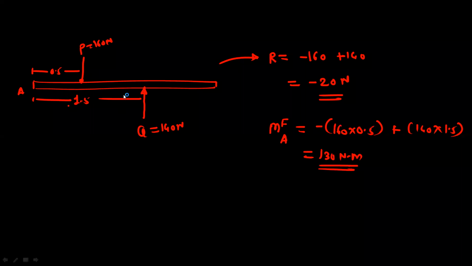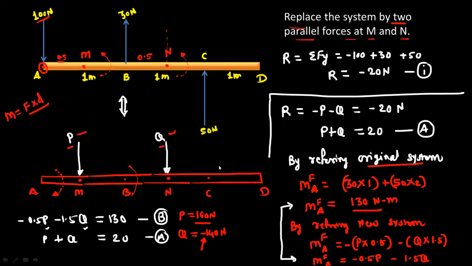So this is your new system with two parallel forces, one at point M and second at point N. Okay. So this is how you can replace the parallel force system by a single force or by two forces.